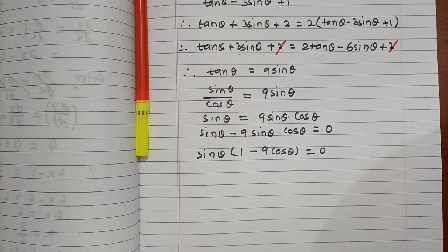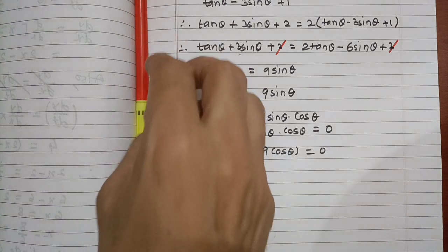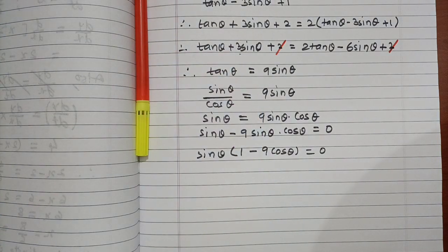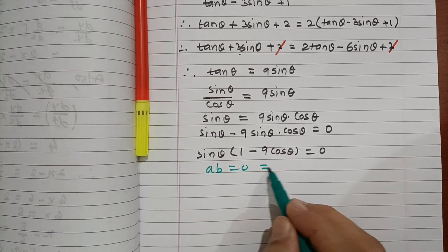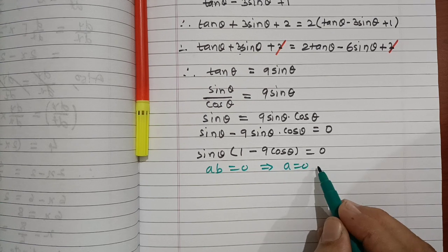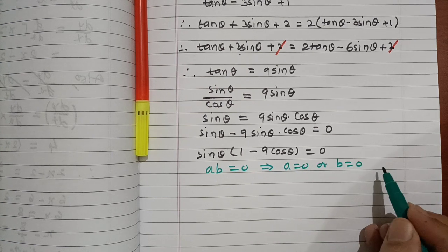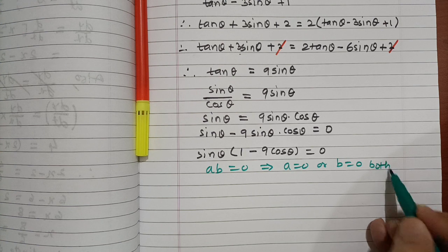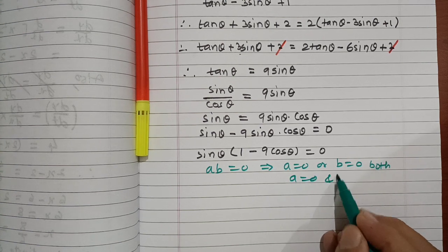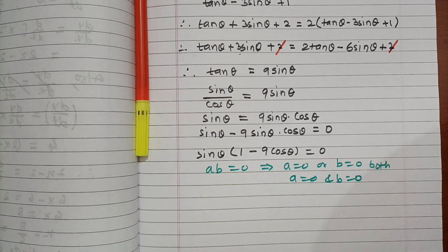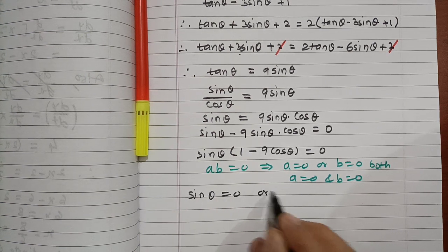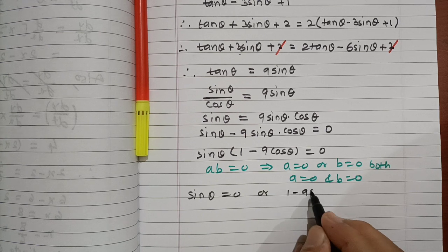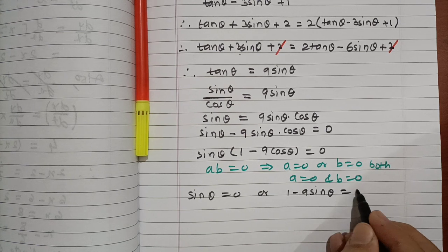Now here we can apply the null factor law, that is, the product of two numbers is 0 implies a is 0 or b is 0 or both. So a times b is equal to 0 implies a is equal to 0 or b is equal to 0 or both. So sine theta is equal to 0 or 1 minus 9 cos theta is equal to 0.